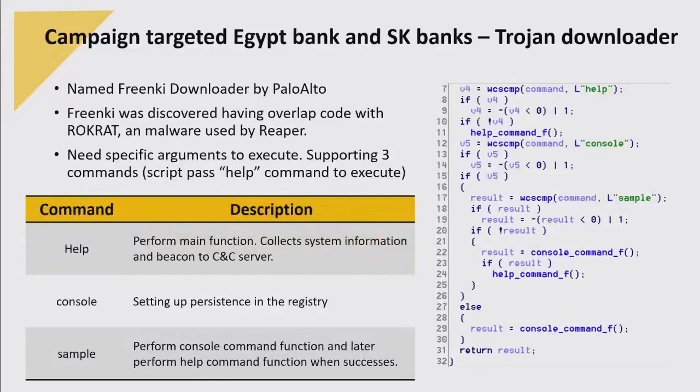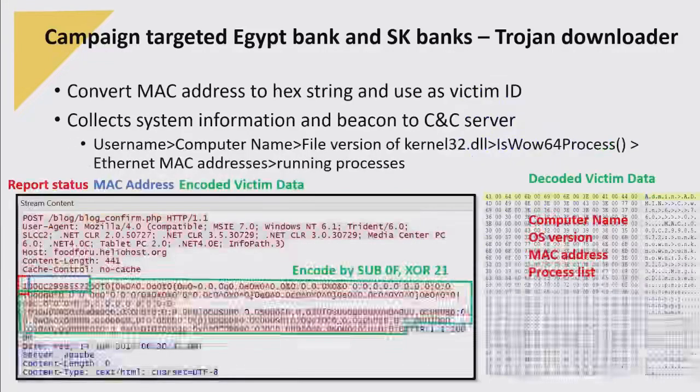One is help, which performs the main functions. It will collect system information and beacon to the CNC server. The second is console, which is used to set up persistence in the registry. And the third argument basically performs both help and console.